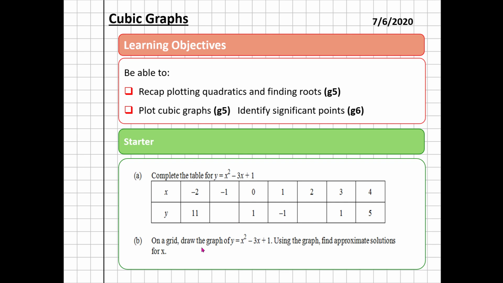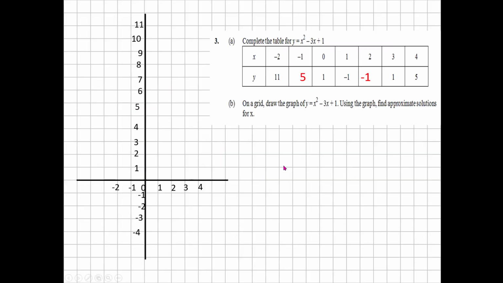And B, there is a grid. Can you find, using the graph, the approximate solutions for x? And when they ask for approximate solutions for x, they mean to find the roots, if you can remember what the roots are. Okay, so the missing numbers are 5 and -1, and you would just plot this, and I guess you would have to do this on your books.